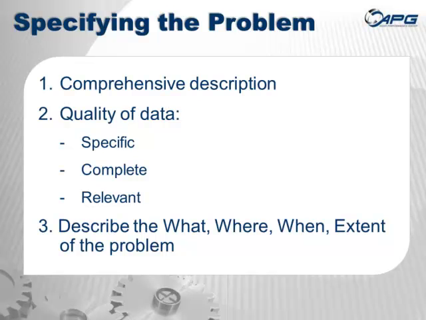We also want our information to be relevant in describing the problem. And so we want to describe the what, the where, the when, and the extent. In other words, what specific piece of equipment is being affected and what specifically is wrong with it. Where is it located? Where on the piece of equipment are we having the problem? When did we first see the problem? When subsequently, et cetera. And so we want to make sure that we have the most specific, the most complete, and the most accurate and factual description of the problem before we begin to look at causes.